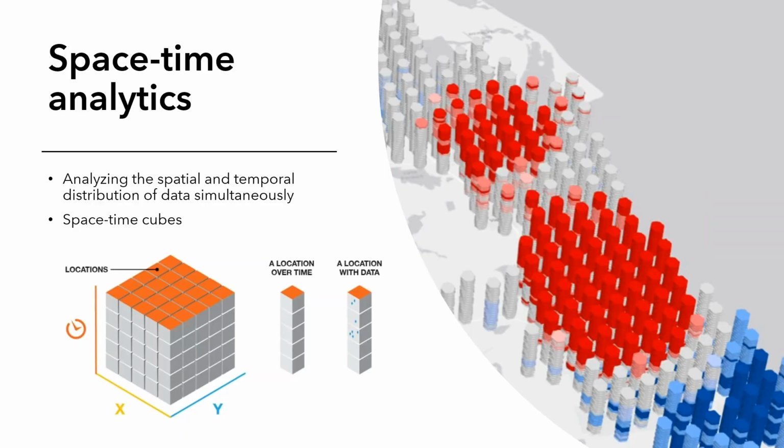But this lets you do that all in one step with the concept of a space-time cube. So a space-time cube not only takes your X and Y, where the point happened, but it gives you a Z of time. So when did it happen? And you can see that one pillar could kind of represent one location over time, and then in that third little pillar you see how the points are distributed in there.